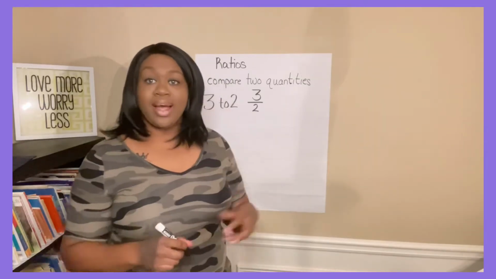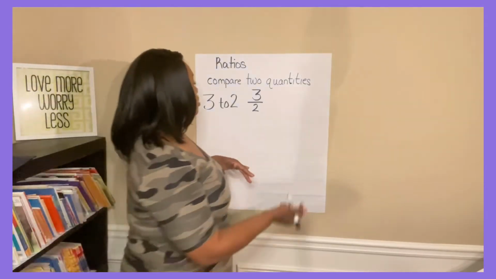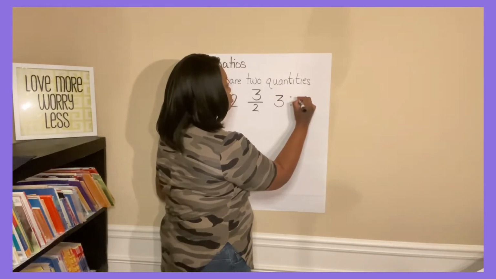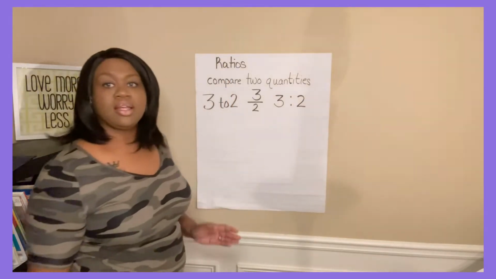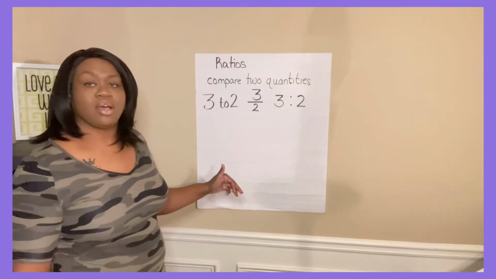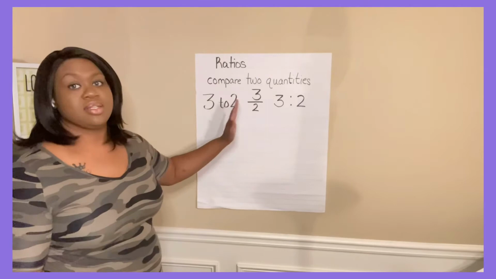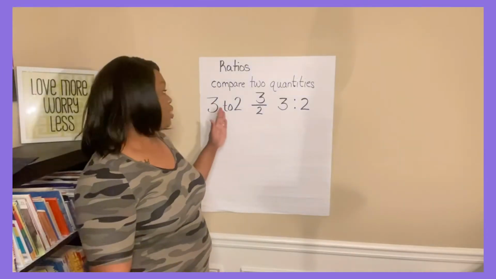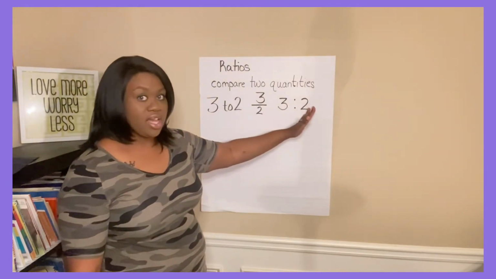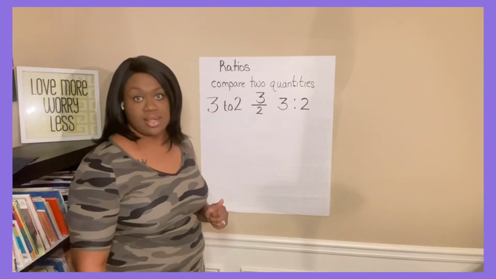All right, so another way to write a ratio is using colons. 3 to 2, okay? Again, these all say the same thing, but they are different ways of writing it, okay? So don't let that confuse you. Comparing two quantities can be written 3 to 2. Remember, even though it's written different ways, it still means comparing two quantities, okay?